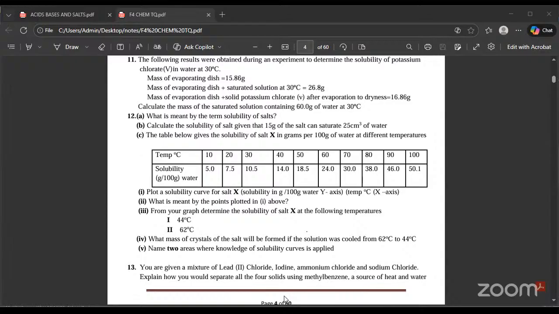So question 12 is: what is meant by the solubility of salts? Calculate the thing that we have done. Plot a curve for a salt X solubility. And then this one they have given you solubility on the y-axis and temperature on the x-axis. What is meant by the points plotted in one above? So I think we can do that one. Two areas where knowledge of solubility curves is applied, I think we can do that another time. But I'm interested in the graph. Please plot the graph and then you answer some of the questions. Is that okay?